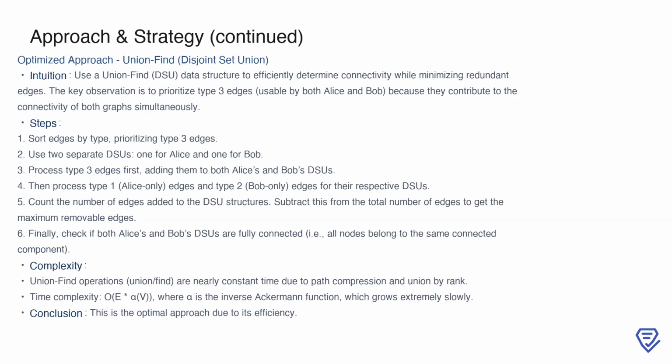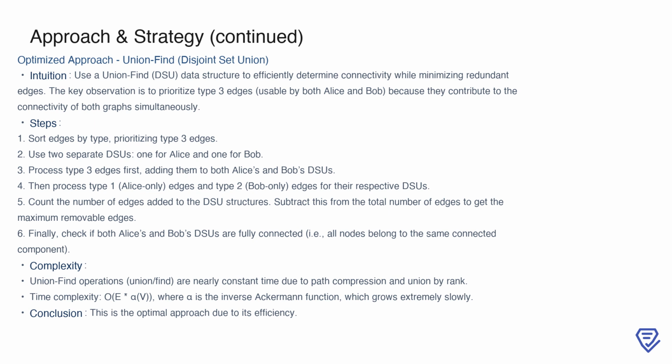A more efficient solution leverages the union-find data structure, also known as disjoint set union. This approach capitalizes on the ability of union-find to efficiently determine connectivity while minimizing redundant operations. The key insight here is to prioritize type 3 edges, as they can be used by both Alice and Bob, which helps optimize the graph's shared connectivity.